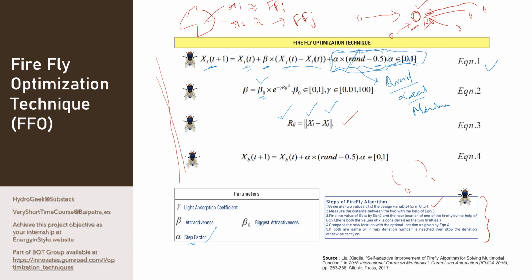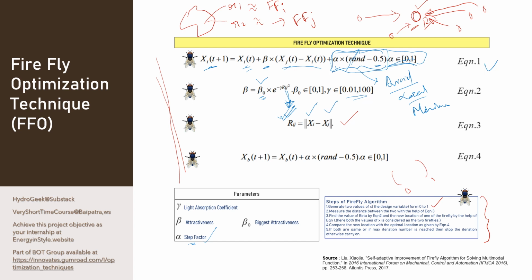So this r, we have already calculated in equation 3. So this r is in the power e to the power minus gamma r. So what is gamma? Gamma is actually the light absorption coefficient. How much light the firefly can absorb. So that is the coefficient. So gamma is also a random number in between 0.01 to 100. Okay, so this is a factor which belongs to a set of real numbers, which varies in between 0.01 to 100.